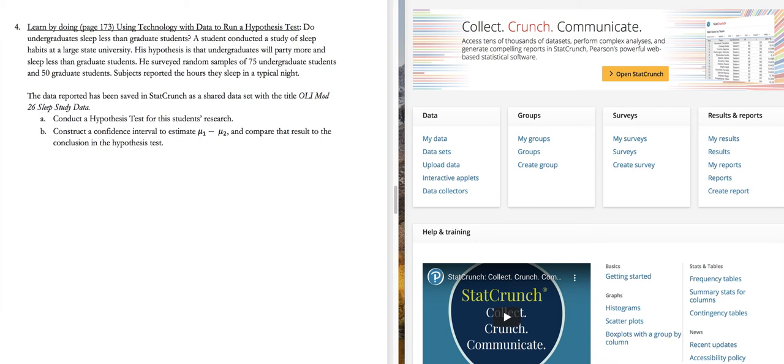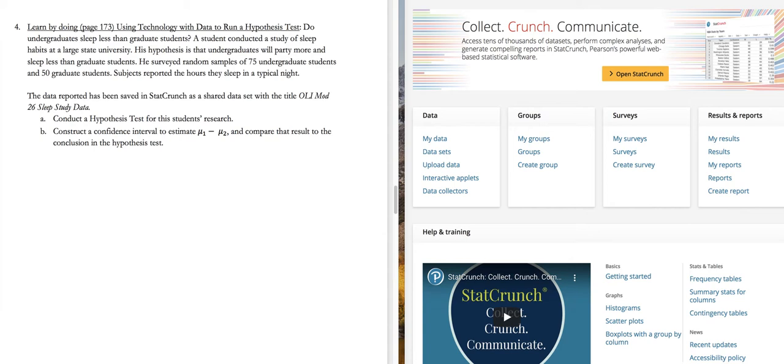Okay, we are continuing on with hypothesis testing for population means in OLI Mod 26. I'm going to take a look at a Learn by Doing activity that's on page 173. It's actually in a pop-out, so what you're going to see is a link called Using Technology with Data to Run a Hypothesis Test.